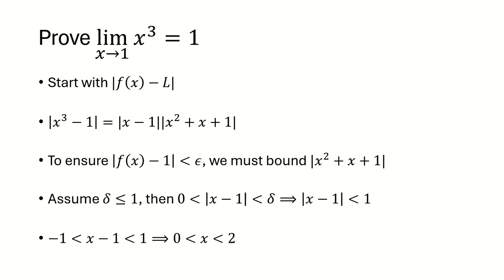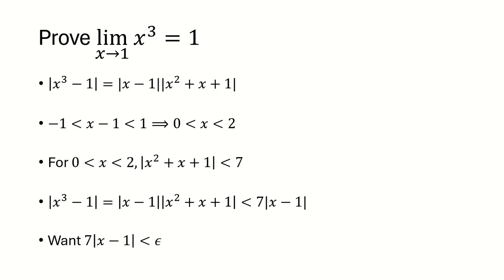From there, we can solve the inequality for x. So x minus 1 must be between -1 and 1, which means that if I add 1 to all sides, I get that x is between 0 and 2. Now, for 0 being less than x less than 2, we set an upper bound for the absolute value of x squared plus x plus 1.